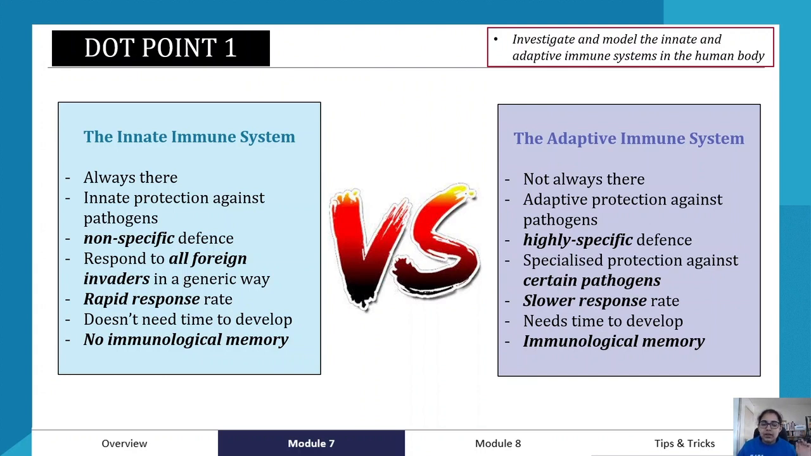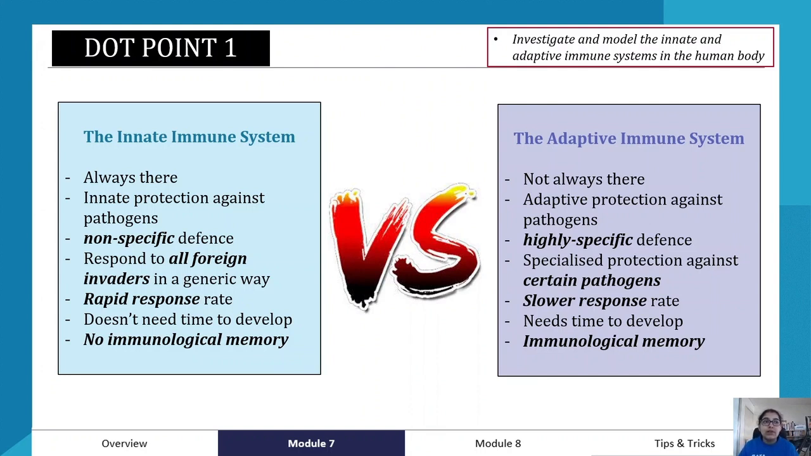So what happens is that it gives us adaptive protection against pathogens. The immune response here is giving us adaptive protection against pathogens. It is a highly specific defense, so it's going to react differently to different pathogens. There is specialized protection against certain pathogens as well. Slower response rate though, because it needs time to determine what it's going to do and how it's going to do it. You're going to find that out in a second when I go through how it's actually happening. And it needs time to develop, and there is immunological memory.